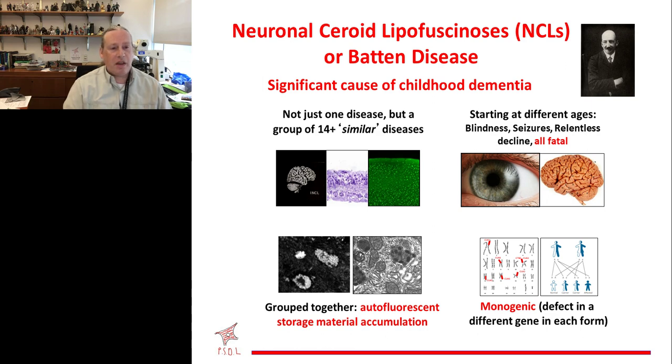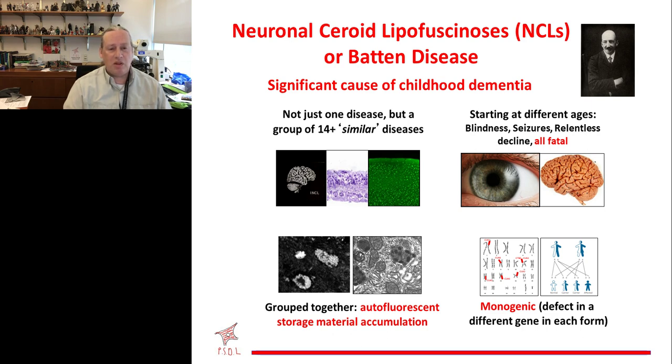Now, they are grouped together largely on the basis of that storage material that builds up, and it's very easy to see. We can simply shine ultraviolet light upon sections so we don't even have to stain them. And you can see here lysosomes that are chock full of that material that should have been degraded that is built up inside them. Now, these are all inherited diseases.